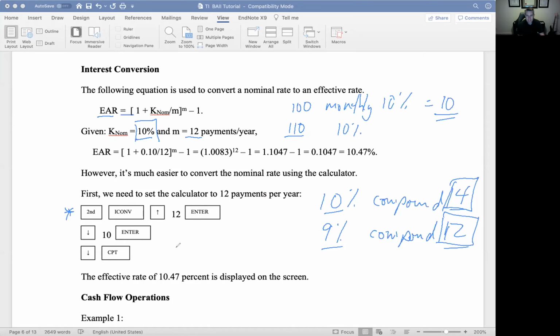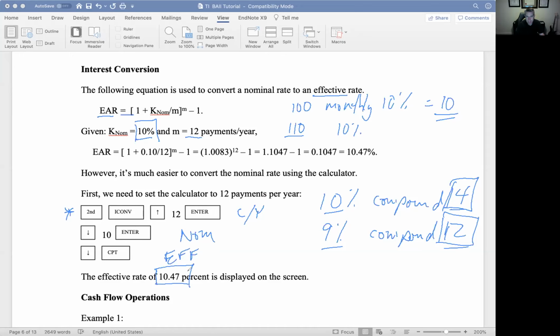Okay, now you're going to hit the down arrow one more time and it should say EFF, right? So yeah, this one was C/Y, this one was NOM, and this one was EFF. That stands for the effective annual rate, EFF. So hit down arrow and then hit compute. And the answer in your calculator should be 10.47.